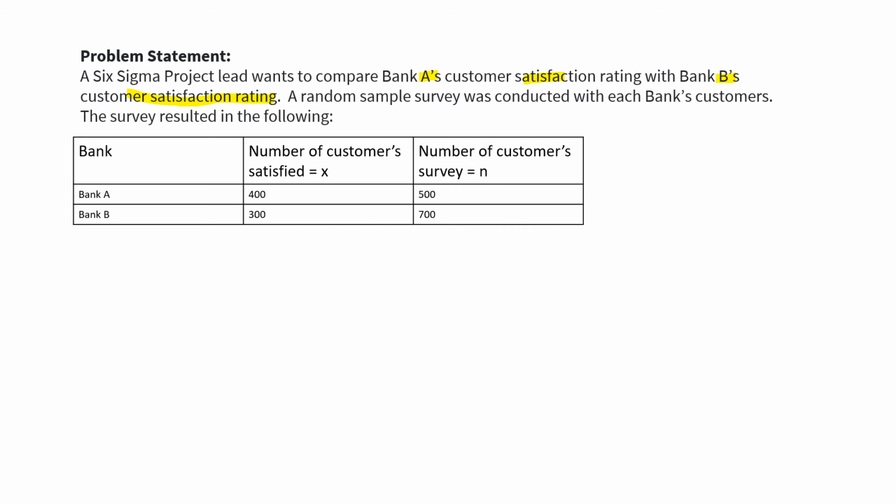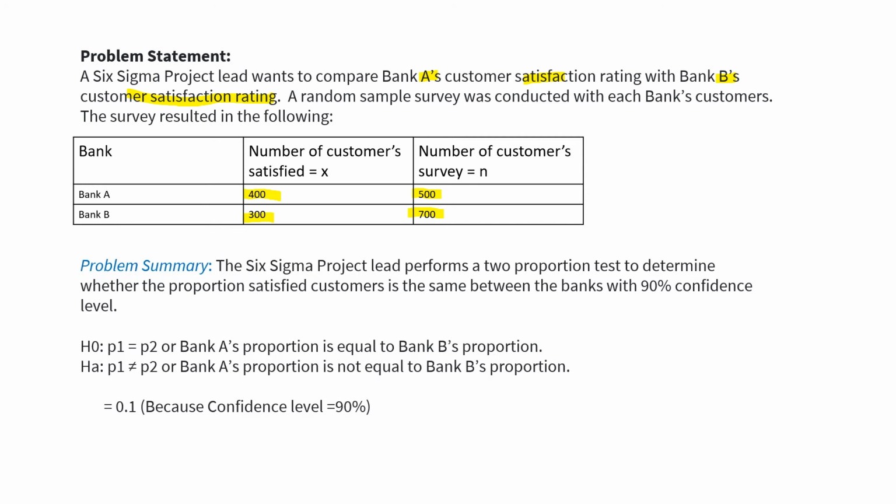What happened is we found that in bank A, out of 500 customers who were surveyed, 400 were satisfied, and in bank B, out of 700 customers surveyed, 300 were satisfied. The Six Sigma project lead performs a two proportion test to determine whether the proportion of satisfied customers is the same between the banks with a 90% confidence level. So this is what we are talking about.